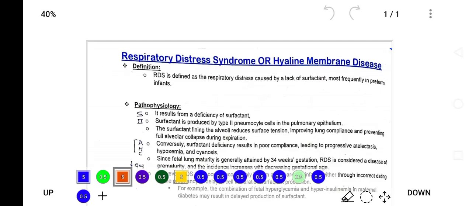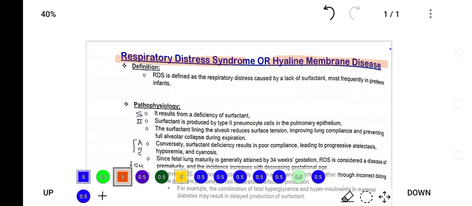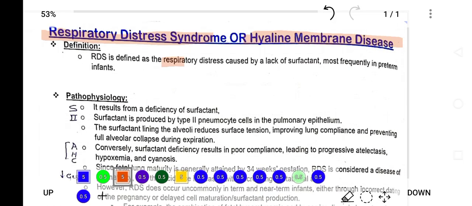Welcome everyone. So today we will cover another topic of pediatrics, and that is respiratory distress syndrome or hyaline membrane disease in newborns. Respiratory distress syndrome is a syndrome characterized by deficiency of surfactant in premature lungs, and the baby develops distress. It is also known as hyaline membrane disease. Respiratory distress syndrome is defined as respiratory distress caused by lack of surfactant, most frequently in preterm infants.